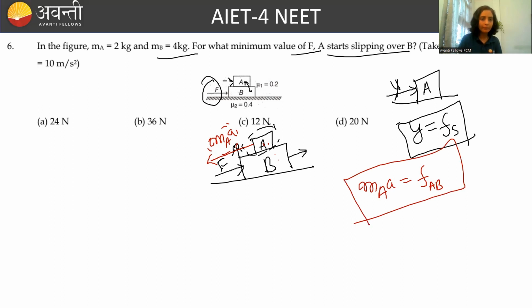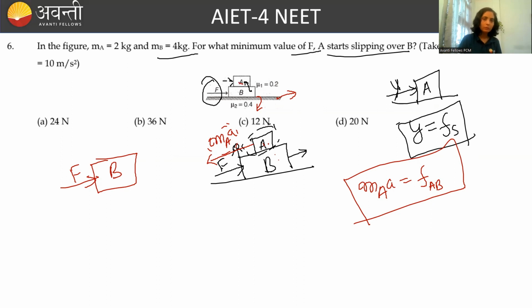Now look carefully here, write the FBD of B. How will you write the FBD of B? Here you have applied the force F. So this is force F. Now B is kept on this surface. This surface is also applying friction force because this surface is not smooth. So what is the value of the friction force? Mu into N. So what will be the normal reaction acting on the surface because of B, or what will be the normal force acting on B?